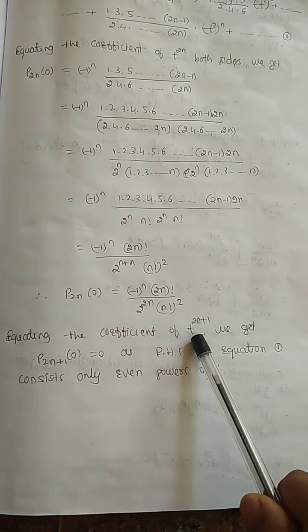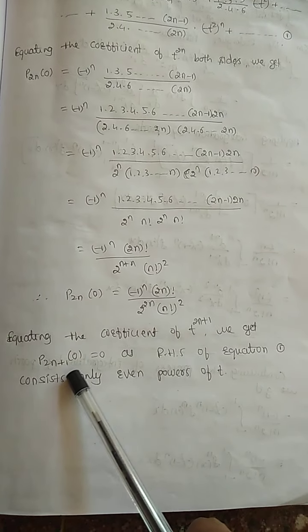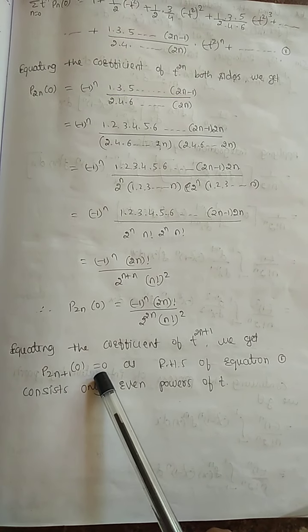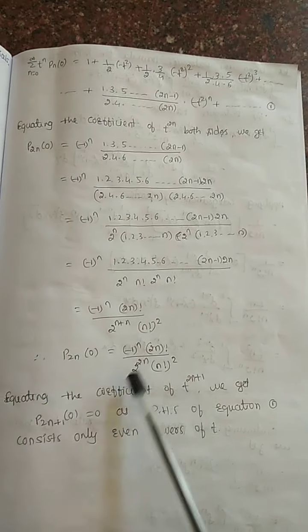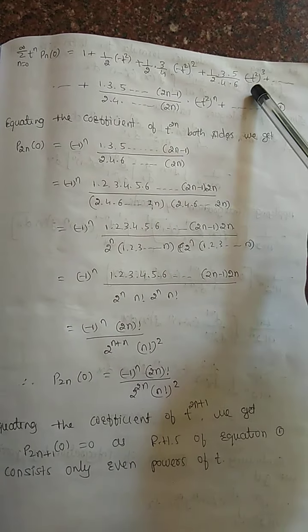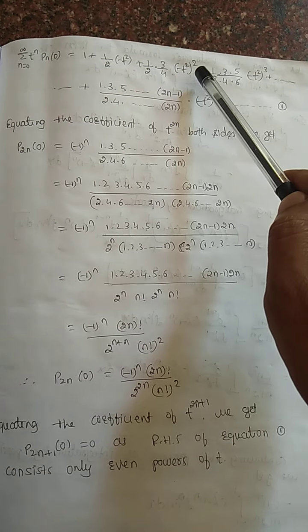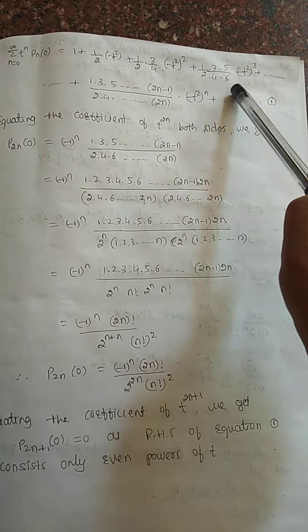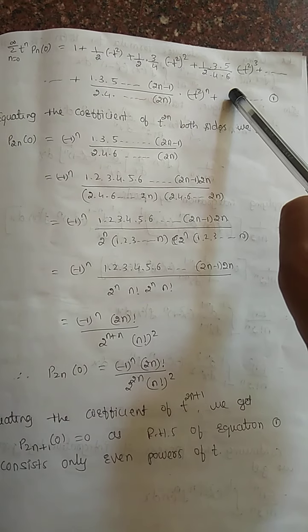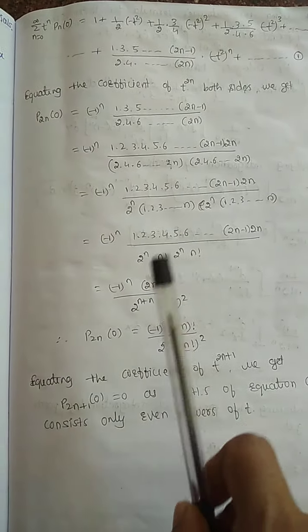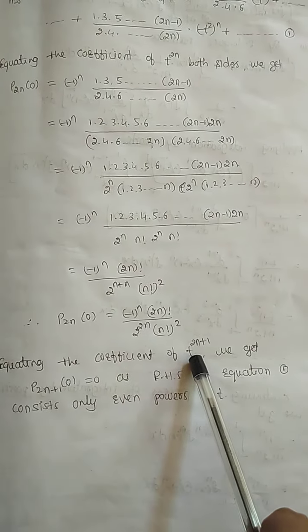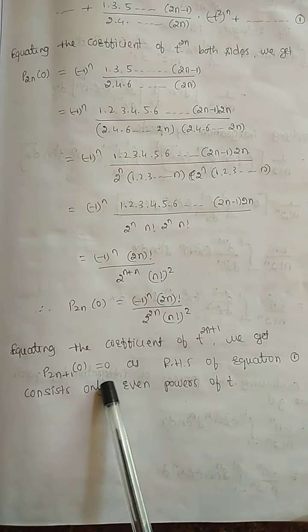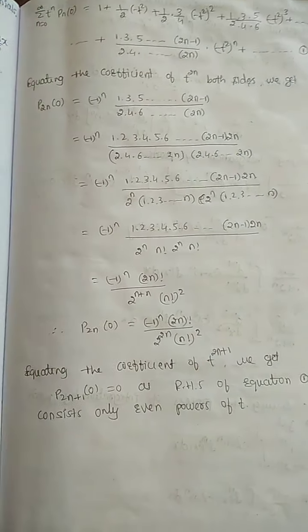Equating the coefficient of t power 2n plus 1, we get P2n plus 1 of 0 equals 0. Because in the RHS, all the terms are even: t square, (t power 2) whole square, (t power 2) whole power n. So, in the RHS, the t power 2n plus 1 term will be 0. Okay.